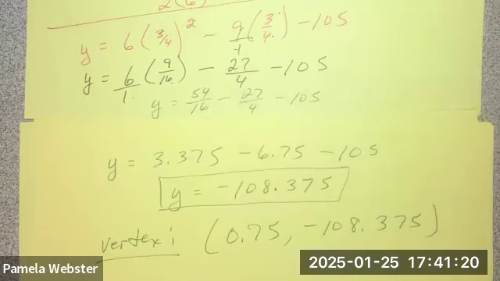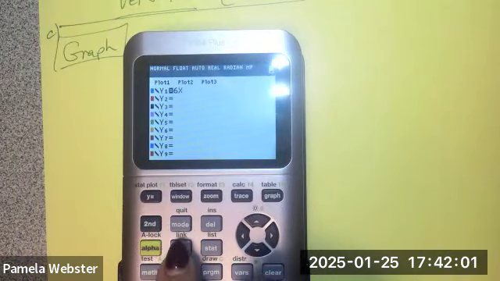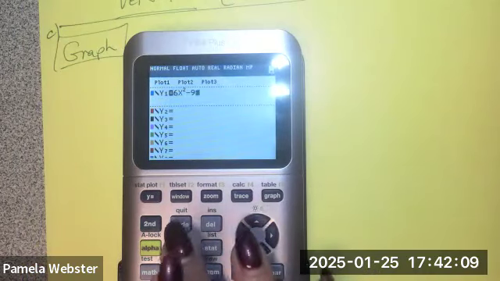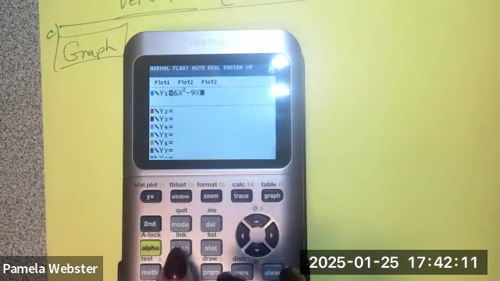Y equals 6. I'm using the X button, which is up here. If you have a TI 83 or 84, here's my second key. Go over 1 and down 1. That's your X squared. And I've got a minus 9 again with the X, and then a minus 105.